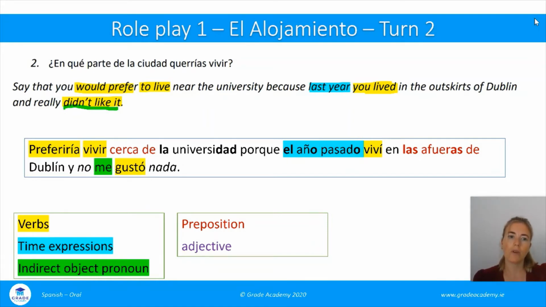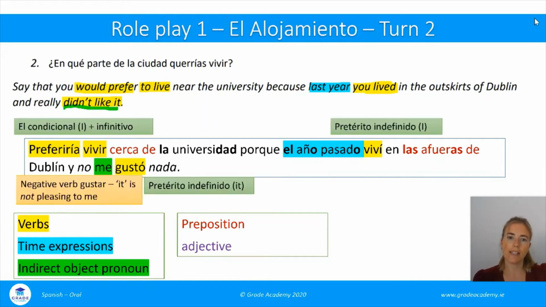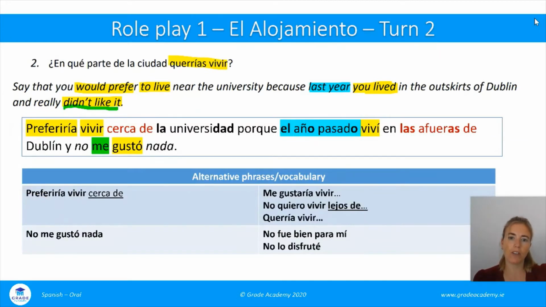So again, watch your pronunciation. I've highlighted the verbs and their tenses. You can see here, as well as the person, whether it's I, you, he, she, or it, and so on, and the prepositions and adjectives. Here we've got alternatives that you could swap in if you aren't happy with the suggested answer.